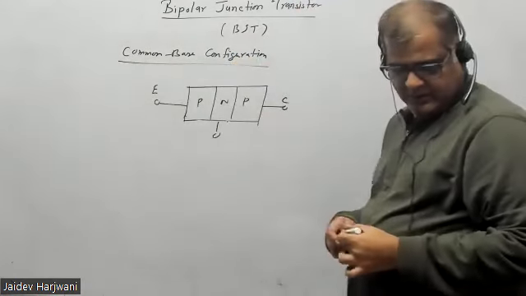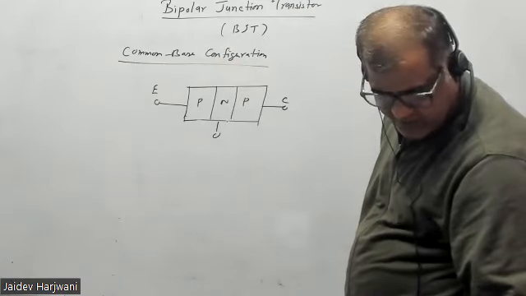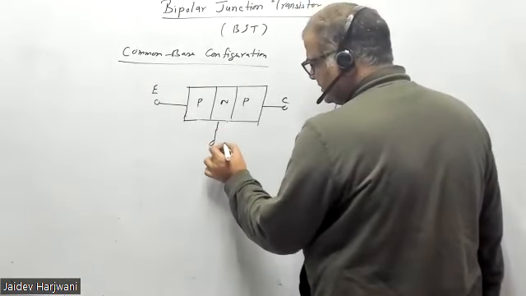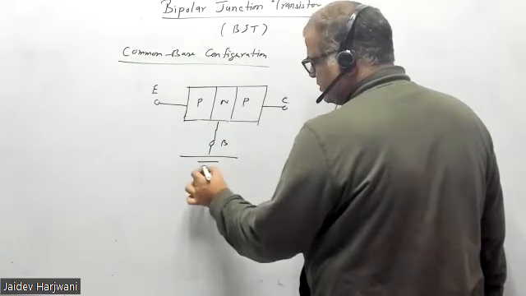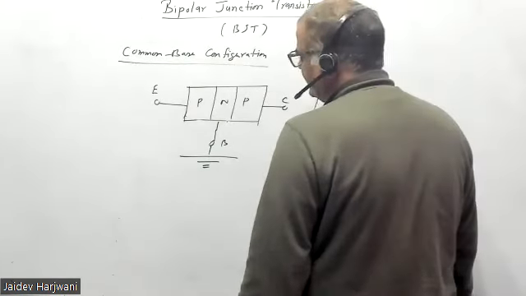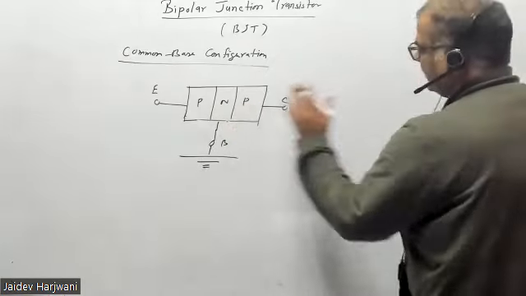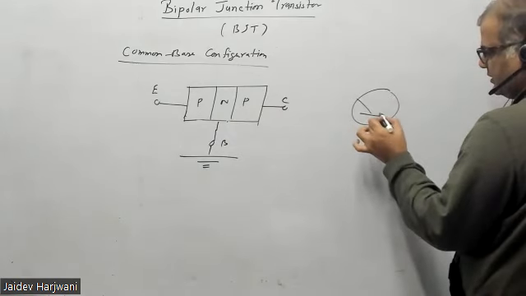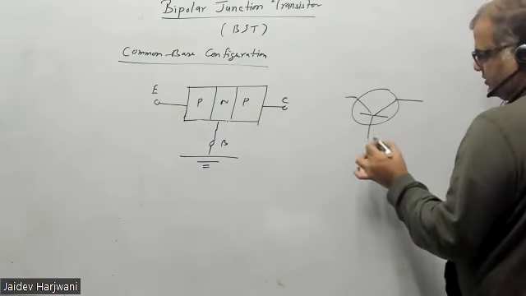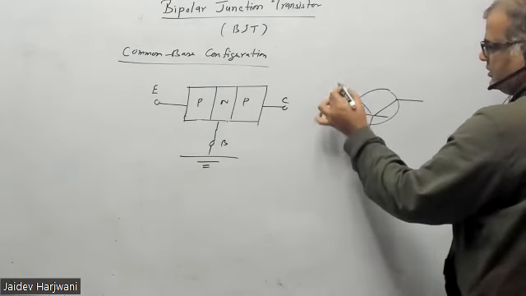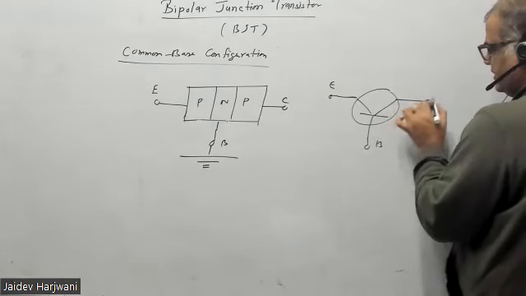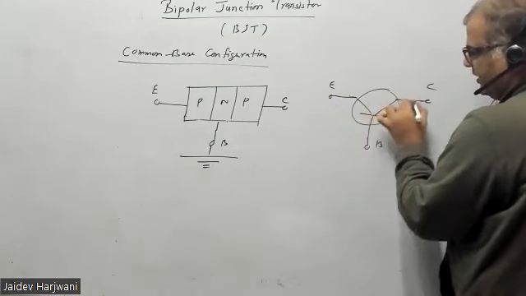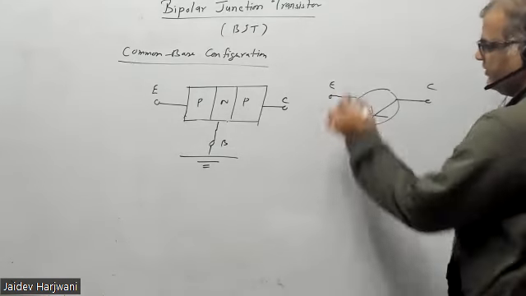So what do you mean by common base configuration? The base is common, so the base is basically grounded. Before that you have to understand what PNP and NPN transistors are. If this is a PNP transistor and this is a common base, this is your base, this is your emitter, this is the collector. Suppose this is a PNP. So this symbol will be like this, for the PNP transistor.